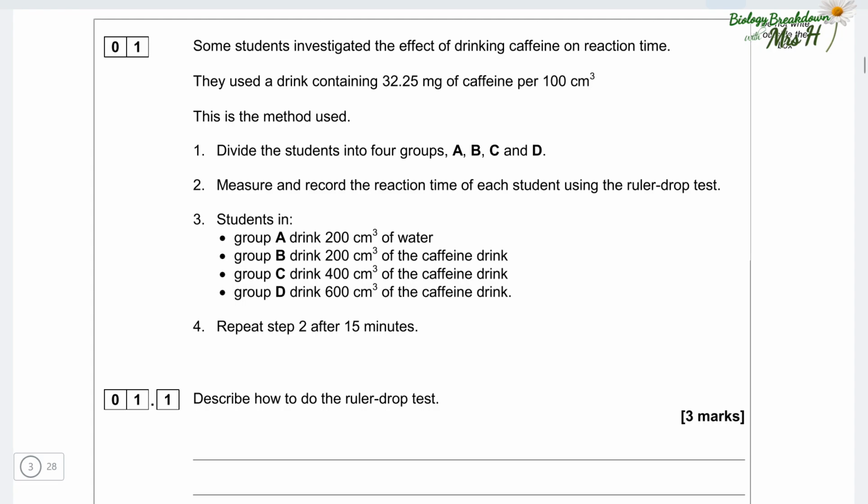Students in group A drink 200 centimeters cubed of water. B, 200 centimeters cubed of the caffeine drink. C, drink 400 centimeters cubed of the caffeine drink. And group D drink 600 centimeters cubed of the caffeine drink. 4. Repeat step 2 after 15 minutes.